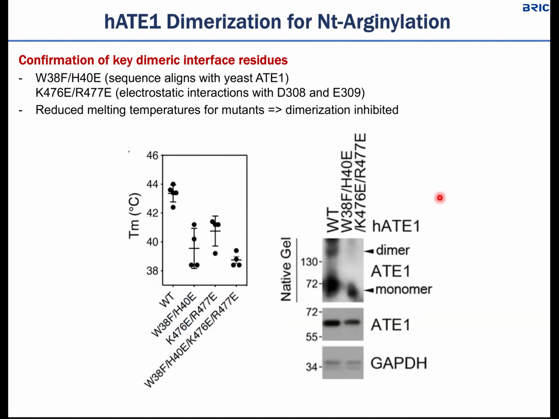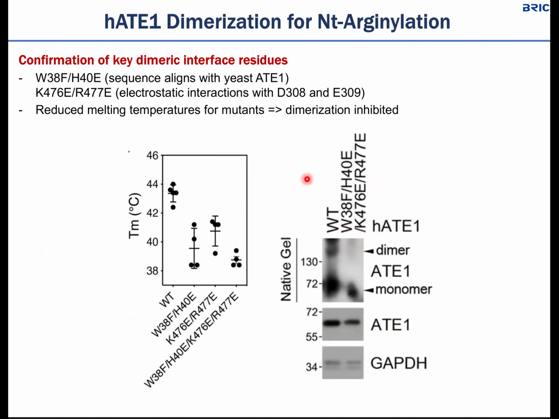And to evaluate the functional significance of this dimerization property, we selected two sets of mutations to disrupt the dimeric interface of AT1. The first was informed by sequence alignment with yeast AT1, and the second set was selected for their probable electrostatic interactions with E308 and E309 of the opposite protomer.